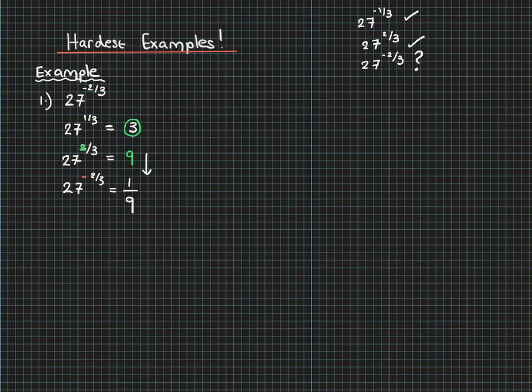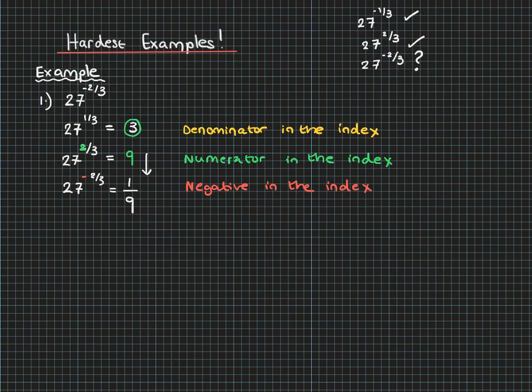So let's stop and break down the stages of what happened here. We first of all dealt with the denominator in the power and the index. We then dealt with the numerator. Tick, we did that. And we then dealt with the negative in the index.